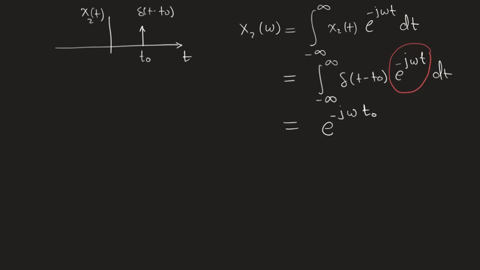Again, the property that we learned earlier is the integration of delta of t minus t naught multiplied by some function f of t, integrated with respect to time from minus infinity to infinity. This is called the sampling property, and the result is going to be simply f at t naught. Right? This was a rule that we studied much earlier. Okay. So simply here we have e to the minus j omega t naught.